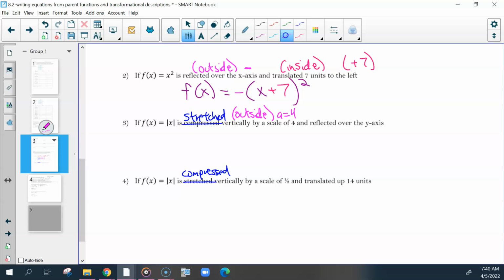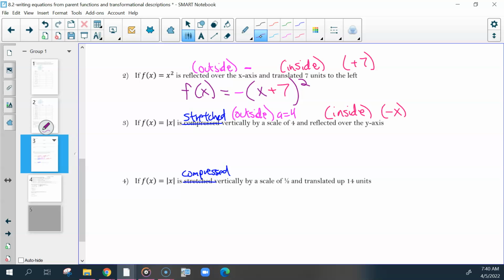It's reflecting over the y-axis, but your x values are changing, not your y values. So it'd be horizontal. That would be inside. And we would have a negative x on the inside. Now that we have all of our pieces and we know what they are, we can write our equation. But in this case, because we have absolute value bars, our inside is basically going to be inside of those bars. Whereas the x squared, there was no real inside, which is why we have parentheses.